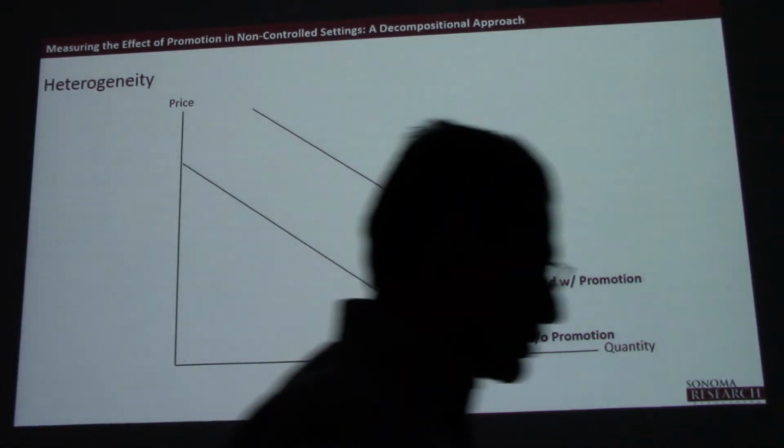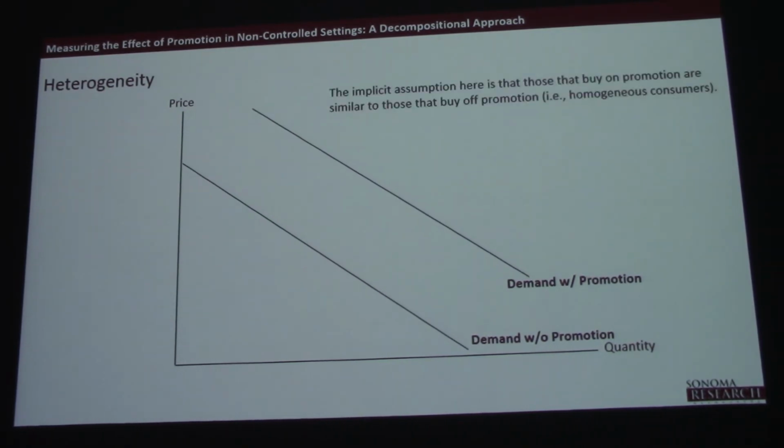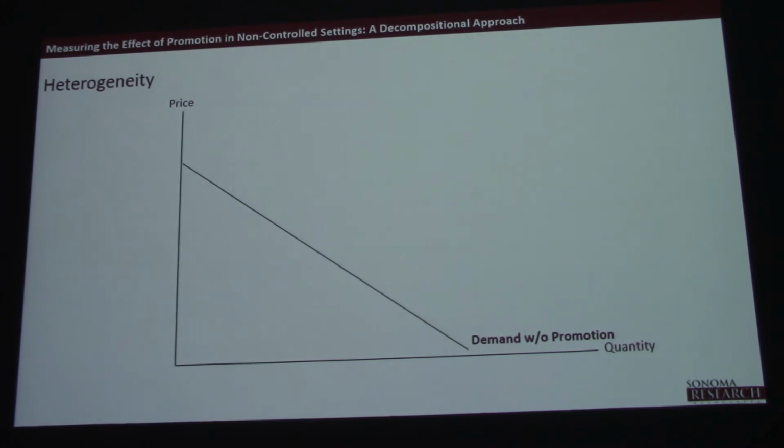So I'm thinking, you know, this doesn't make any sense. This picture to me didn't make any sense. It's a start, but we should allow for consumers to be heterogeneous. In other words, people that buy on promotion are different than people that buy off promotion. And I made two arguments.